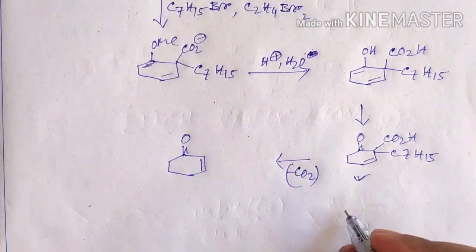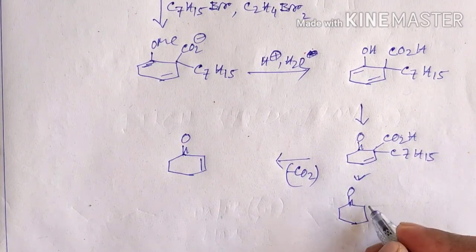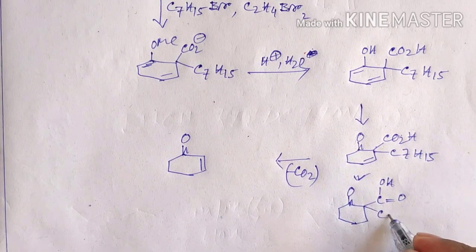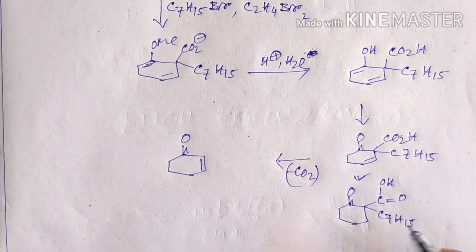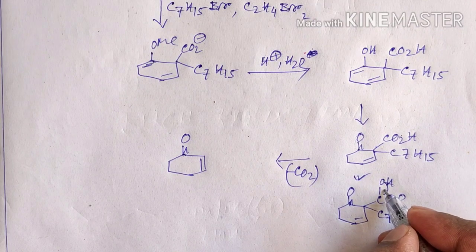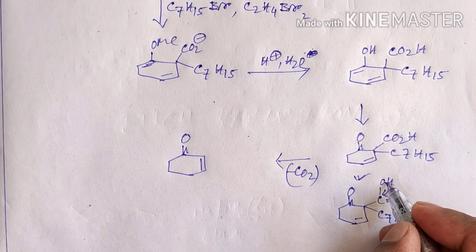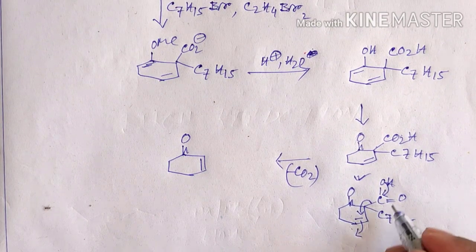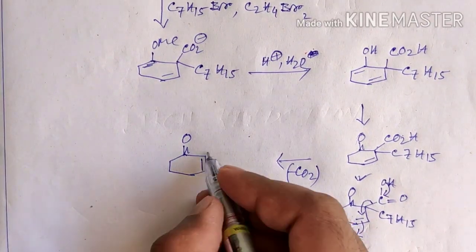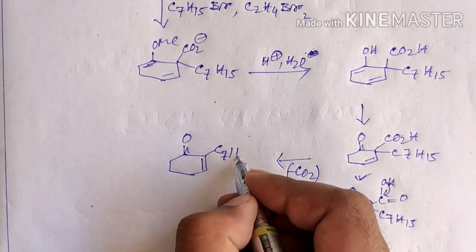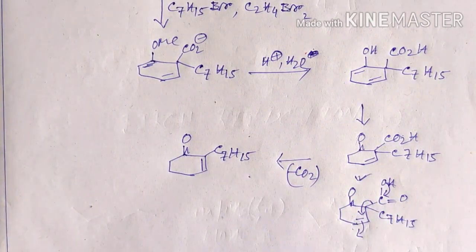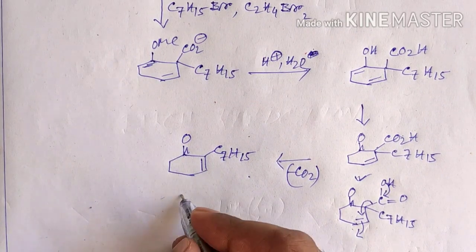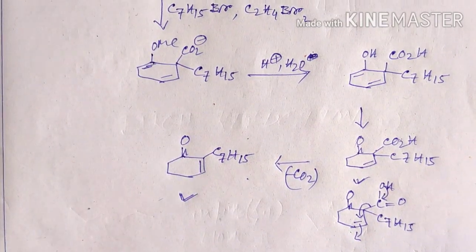I am drawing this mechanism. The bond will break and it will form a double bond here. It will migrate here, and this anion will abstract this proton. So the final product will be like this. Since it is a conjugated alpha beta unsaturated ketone, it is the final product of this given reaction.